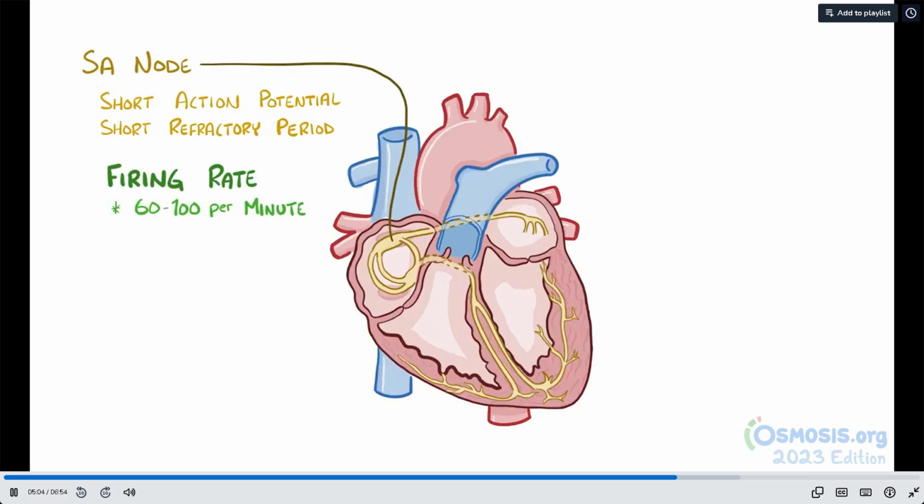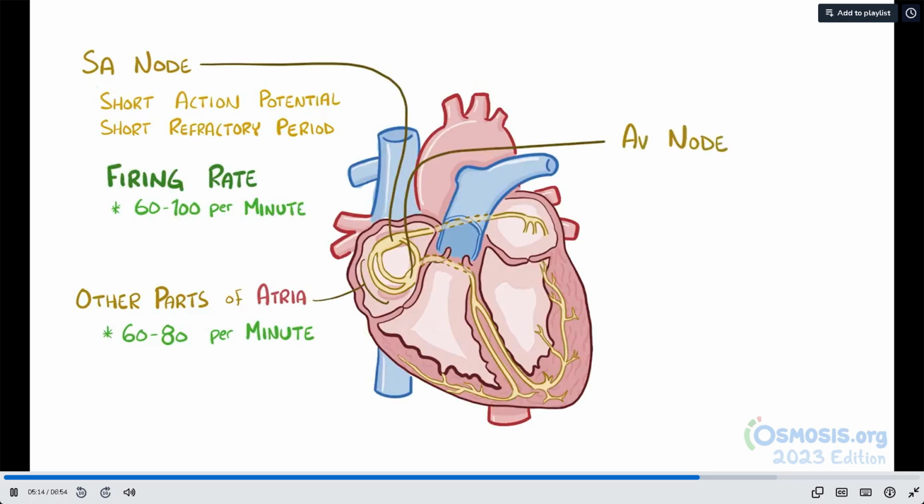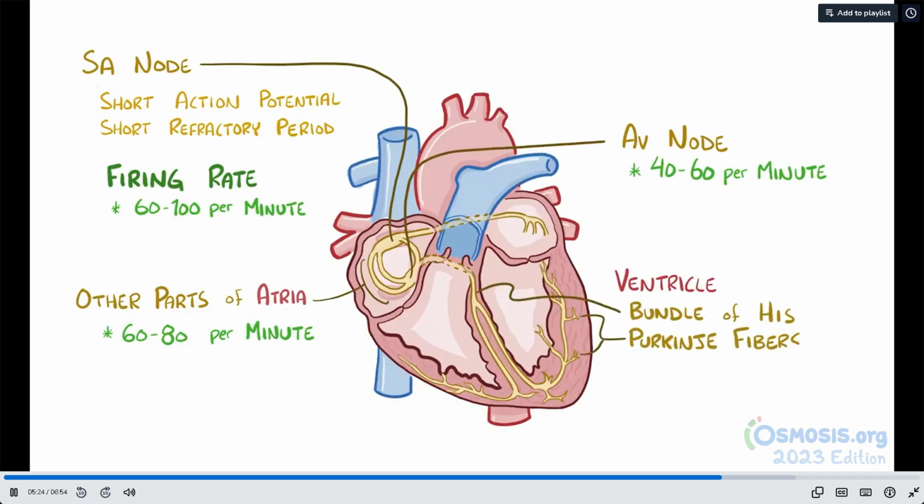It turns out, though, that there are pacemaker cells in other parts of the atria that have a slightly slower firing rate of 60 to 80 depolarizations per minute. There are also pacemaker cells in the AV junction that have a firing rate of 40 to 60 depolarizations per minute. And pacemaker cells in the ventricles, specifically in the bundle of His and Purkinje fibres, that have a firing rate of 20 to 40 depolarizations per minute.